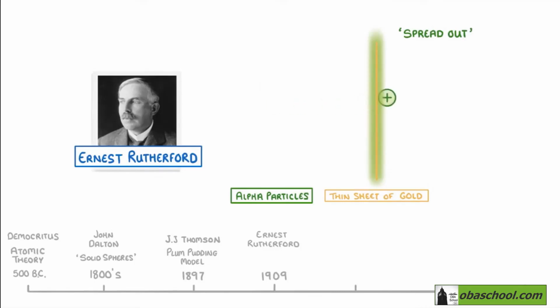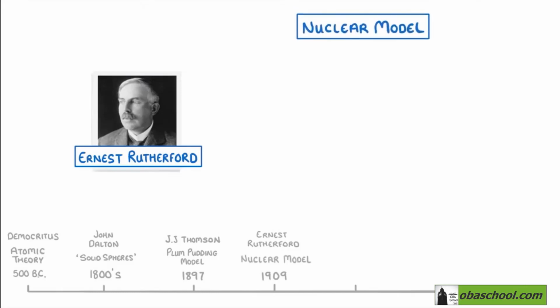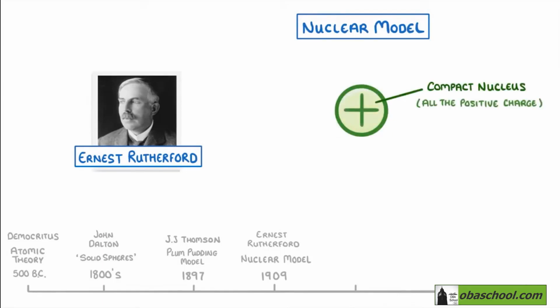What actually happened is that some of the alpha particles were deflected to the side, and only a small number was deflected back, proving that J.J. Thomson's theory is wrong. Therefore, Rutherford suggested his nuclear model, which proposed that instead of a general field of positive charge, there was a compact nucleus which contains all the positive charges of the atom. He thought that the negative charge must exist in a cloud around the nucleus.